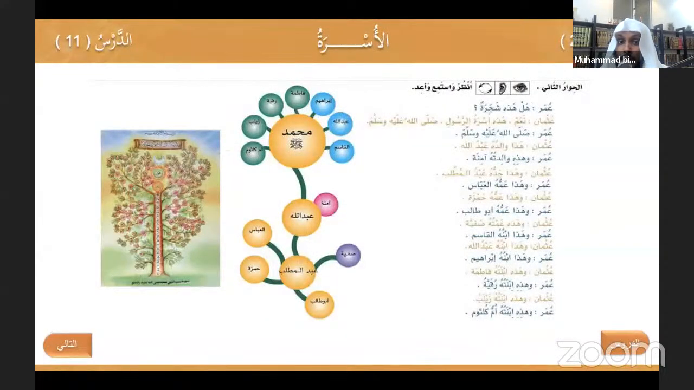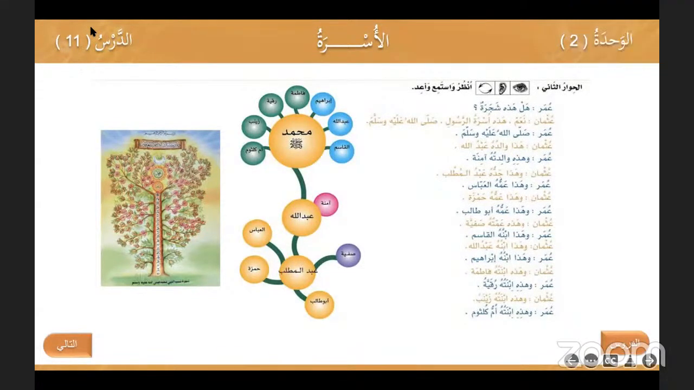الوحدة الثانية، الأسرة. الدرس الحادي عشر، الحوار الثاني. انظر واستمع. هل هذه شجرة؟ نعم، هذه أسرة الرسول صلى الله عليه وسلم. هذا والده عبد الله. وهذه والدته آمنة. وهذا جده عبد المطلب. وهذا عمه العباس. وهذا عمه حمزة.